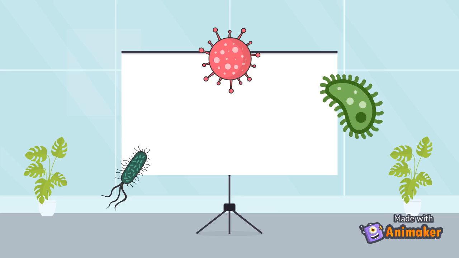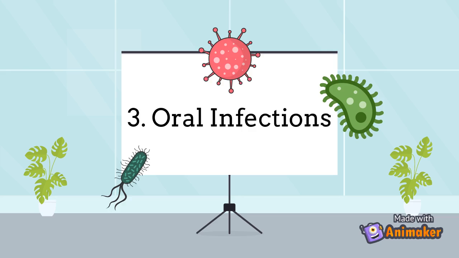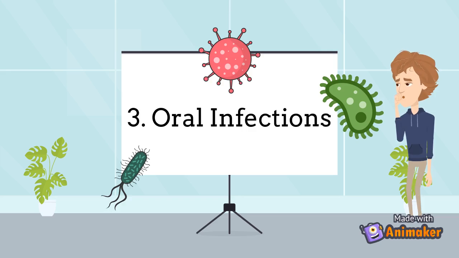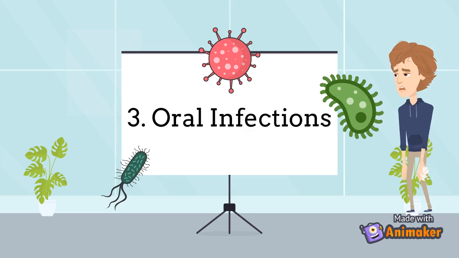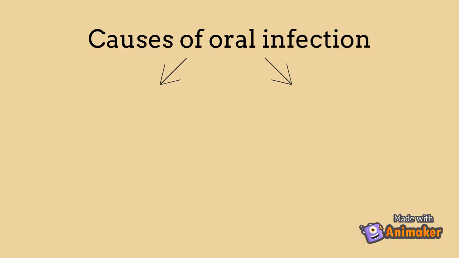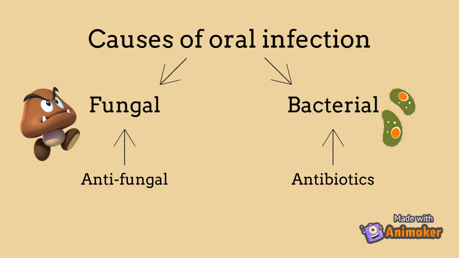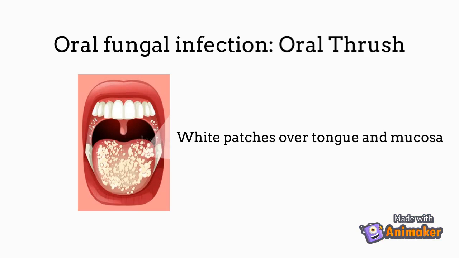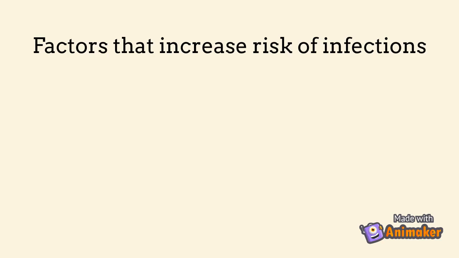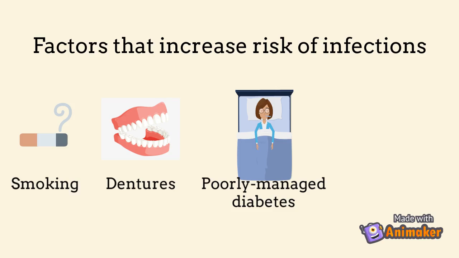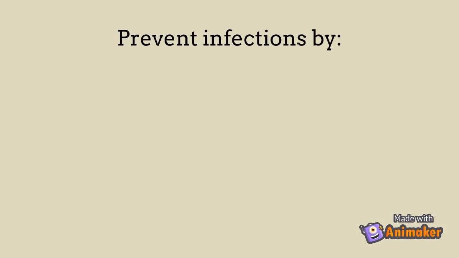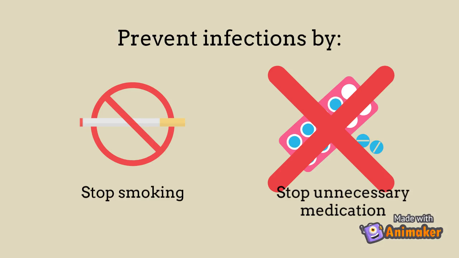Thirdly, diabetic patients are more prone to oral infections. When these patients experience infections, symptoms tend to be more severe as well due to them having a weaker immune system. Infections of the oral cavity can be fungal or bacterial in nature. Depending on the cause, symptoms and treatment can differ. One of the most common fungal infections is oral thrush, characterized by white patches over the oral mucosa. There are several factors that can predispose patients to infections. This includes smoking, wearing dentures, poorly managed diabetes, and the use of steroids and antibiotics. Patients should thus try to avoid smoking and taking unnecessary medications.